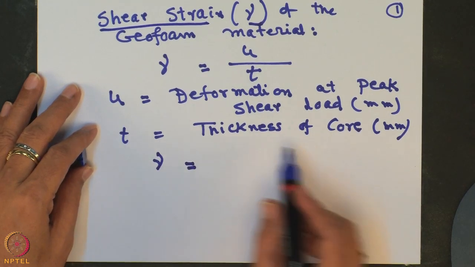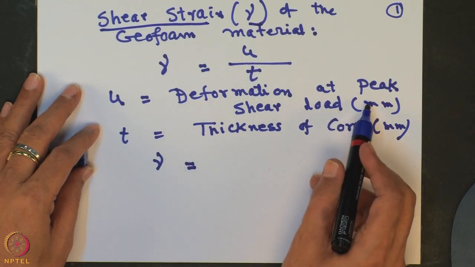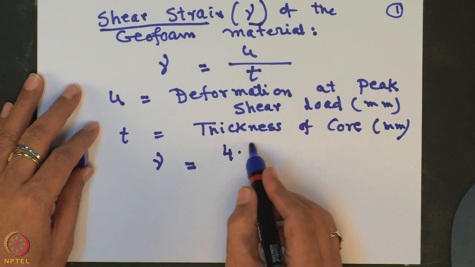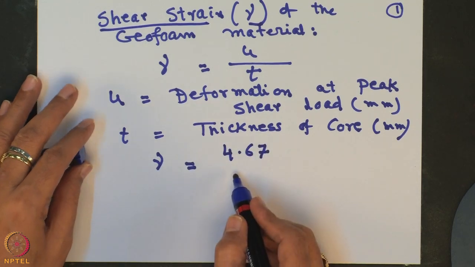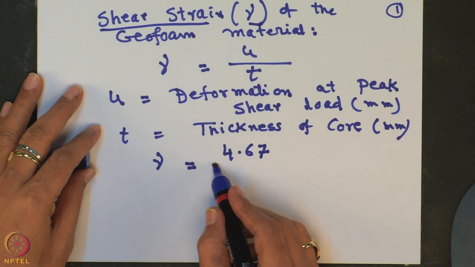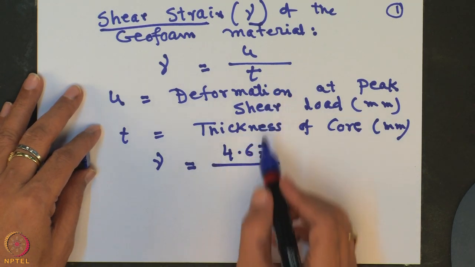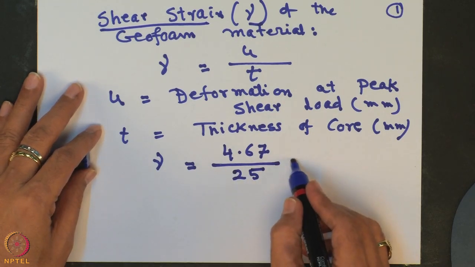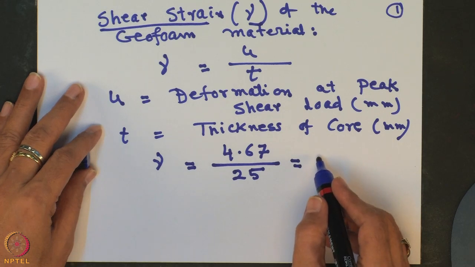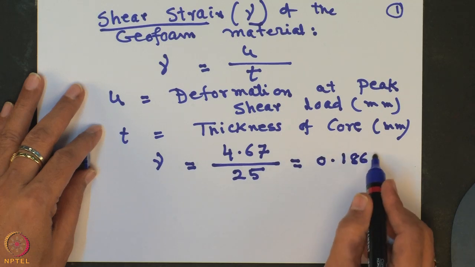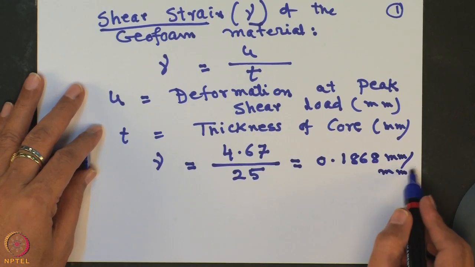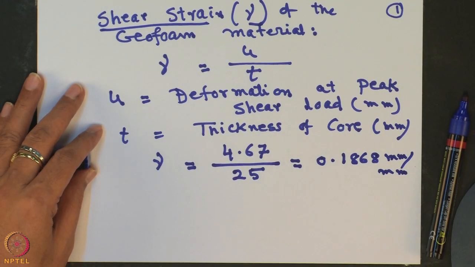you can determine that deformation at peak value is 4.67. So, this is 4.67. Okay? And this divided by the thickness of the sample, which is 25. So, this will give the shear strain of the EPS geofoam as 0.1868 millimeter per millimeter.